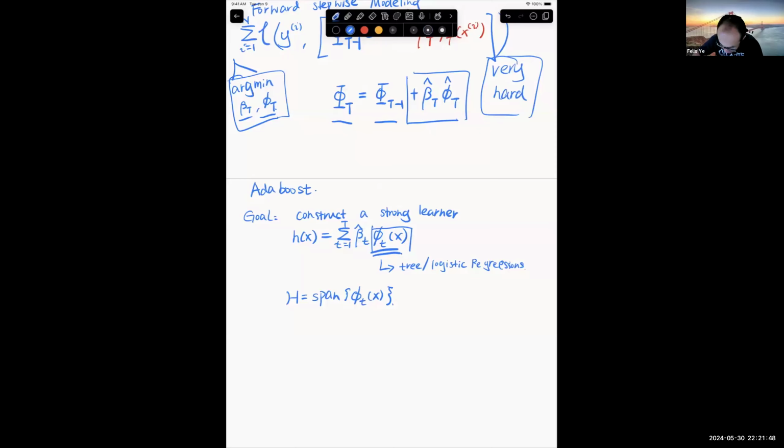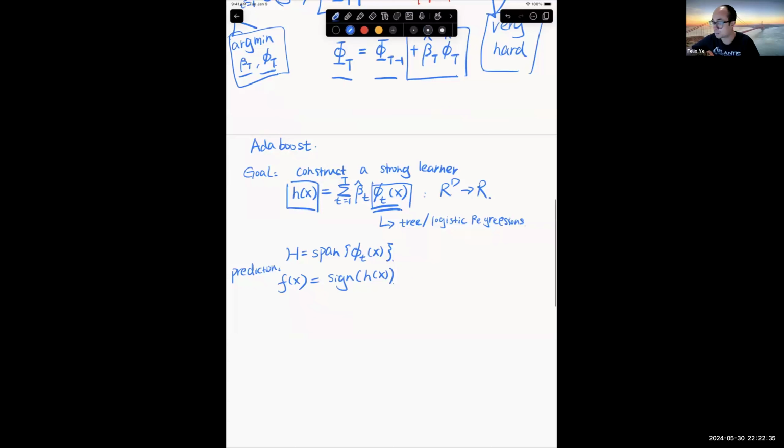And of course, H is giving you an output from R^d into R. It's a real number. It's not the actual prediction. The actual prediction, f of x, is given by taking the sign of h of x. So this whole idea is very close to logistic regression, if you still remember logistic regression.